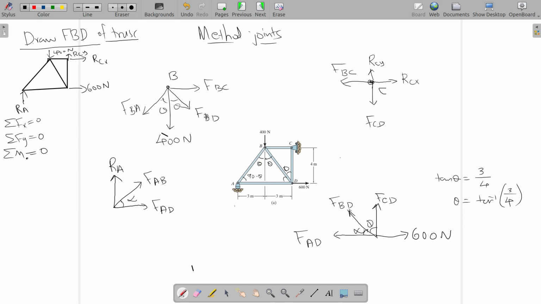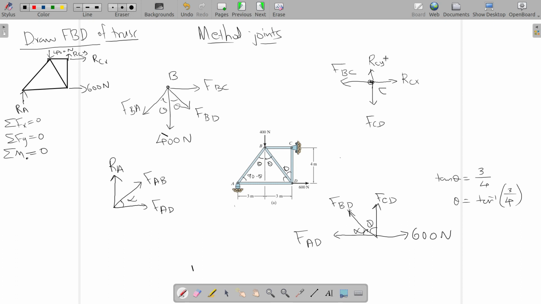So once you have that, you can substitute it here, RCX, RCY and RA. Now you have a much simpler problem. So how many unknowns do you have? 1, 2, 3, 4, 5 unknowns remaining, for which you have more than enough equations. If you know RA, you can solve for FAB and FAD.